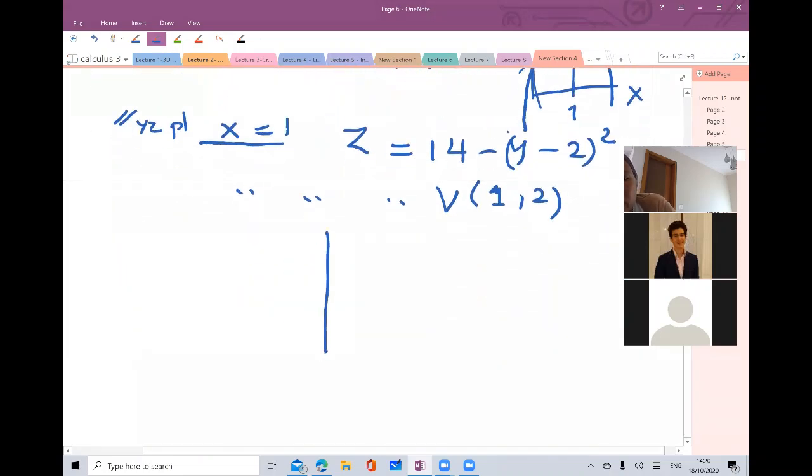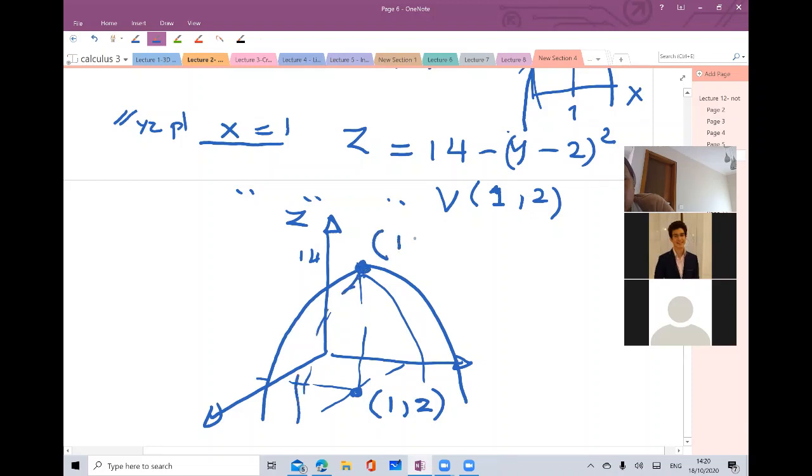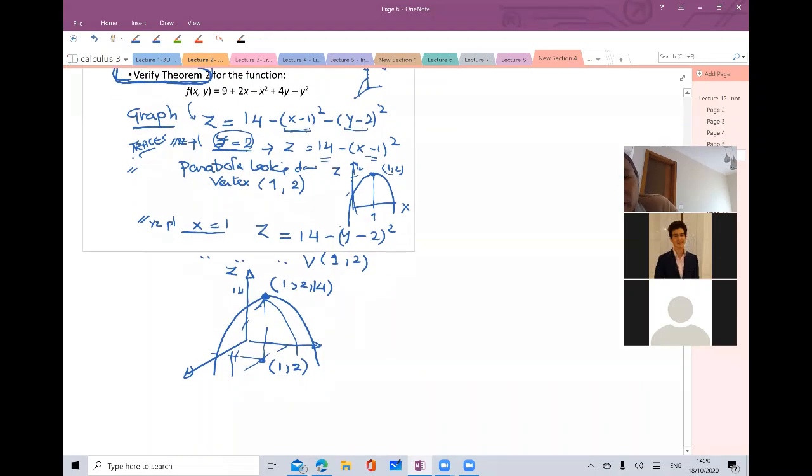But when I want to draw this graph, I simplified things by noticing that I had this shift at the point 1 and 2, and a shift at z starting at the level 14, and I have my paraboloid. This paraboloid has its vertex at 1, 2, and 14. Got it? Why do we make a graph? Why don't we take partial derivatives right away? I want to verify the theorem. Okay, and still I don't have the tools. I don't have the tools, and I need to verify the theorem.